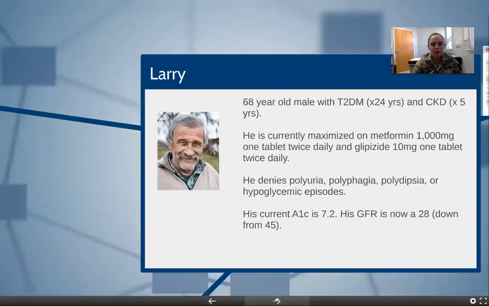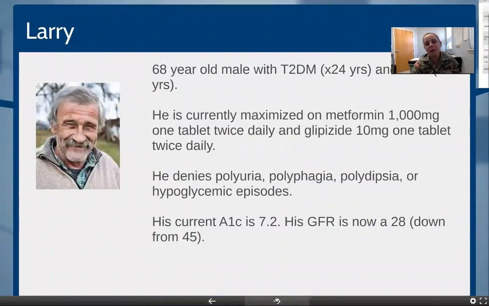we're going to talk about our next case, which is Larry. He's a 68-year-old male with type 2 diabetes for 24 years and chronic kidney disease for the last 5 years. He is currently maximized on metformin 1,000 milligrams, one tablet twice daily, and glipizide 10 milligrams, one tablet twice daily. He denies polyuria, polydipsia, polyphagia, or hypoglycemic episodes. His current A1C is 7.2. His GFR, which is his kidney function, is now a 28. It's down from his last lab over 6 months ago, which was 45.